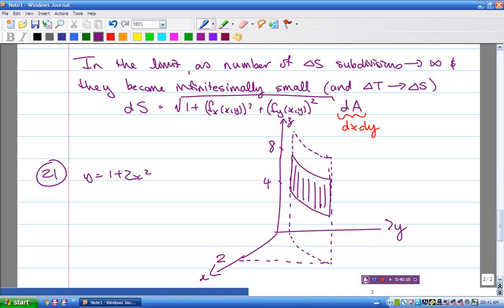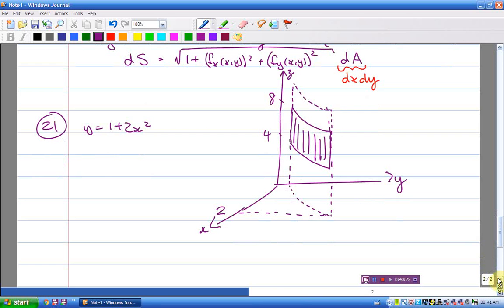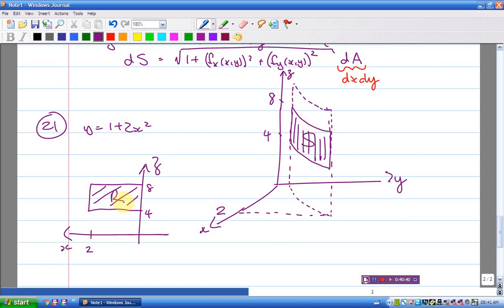Okay, I want to project that onto the xz plane. xz. Okay, you know me, I like to draw my xz plane like this. And if that's surprising you, you've missed some lectures. There you go. So that's my S, that's my R.